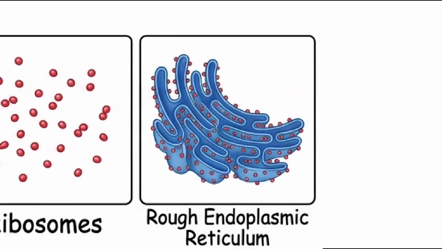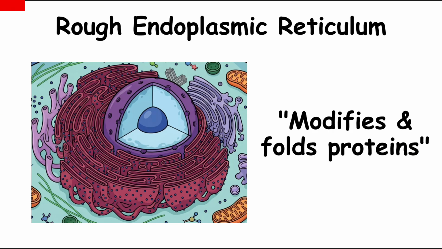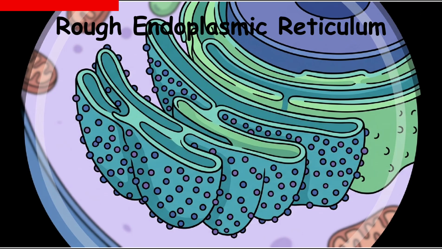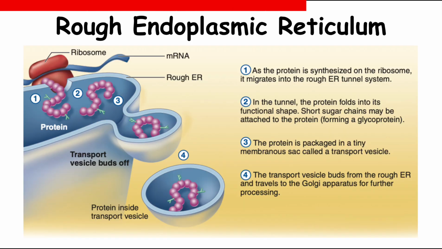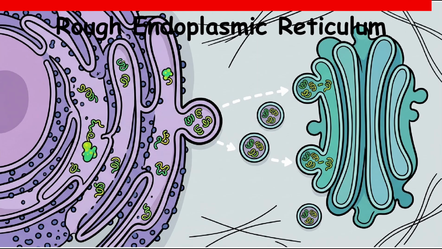Rough endoplasmic reticulum. The rough endoplasmic reticulum is an extensive network of interconnected membranes covered with ribosomes. It is called rough because those ribosomes give its surface a rough appearance under a microscope. Proteins made on its attached ribosomes enter the endoplasmic reticulum, where they can begin folding and undergo early processing. The rough endoplasmic reticulum also produces membranes and packages proteins into transport vesicles that travel toward other parts of the cell, particularly the Golgi apparatus.